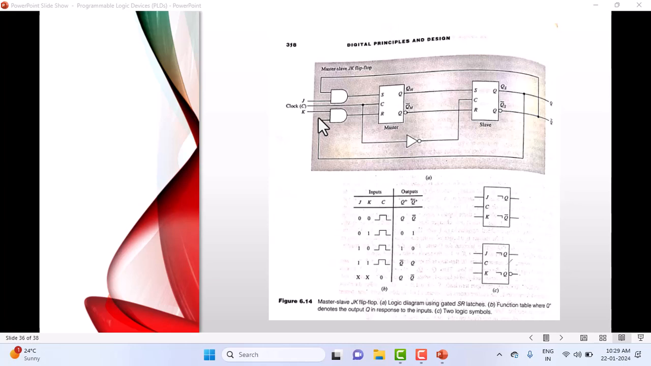Totally, we have 5 cases. 0, 0: no change state whenever the clock is 1. 0, 1: this is called the reset state, clock is 1. 1, 0, clock is 1: output also goes to 1 and 0, this is called the set state. 1 and 1, already told you, is called toggle mode. And whenever the clock is 0, irrespective of the inputs, Q plus becomes Q and Q plus bar becomes Q bar. That means there's no change in the state. And these are the symbols for the master slave JK flip-flop.